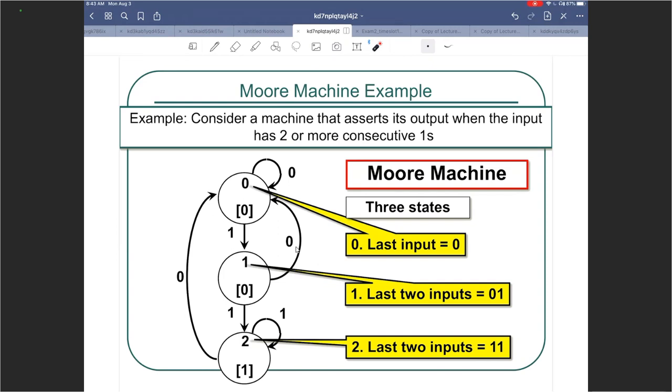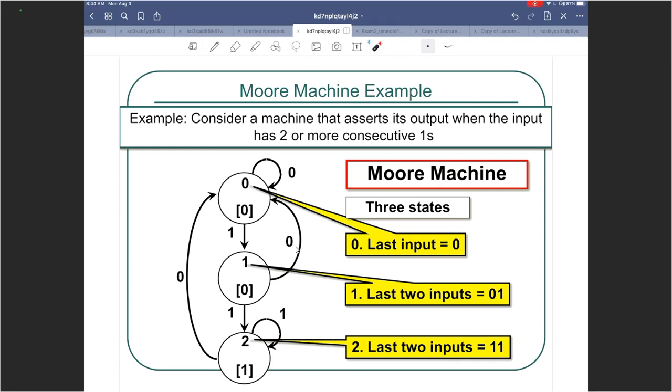So we are going to do this with both Moore and Mealy. First we look at the Moore design. In the Moore machine, we have states 0, 1, and 2. We are picking those states because state 0 indicates that the last input was 0. State 1 indicates that the machine got 0, 1; the last 2 inputs were 0, 1. And state 2 means the last 2 inputs were 1, 1.